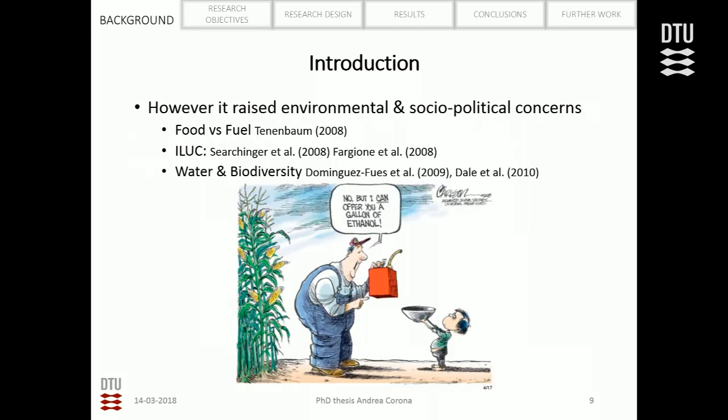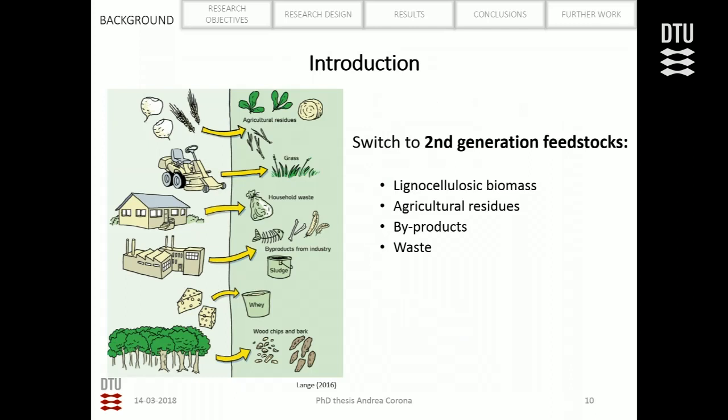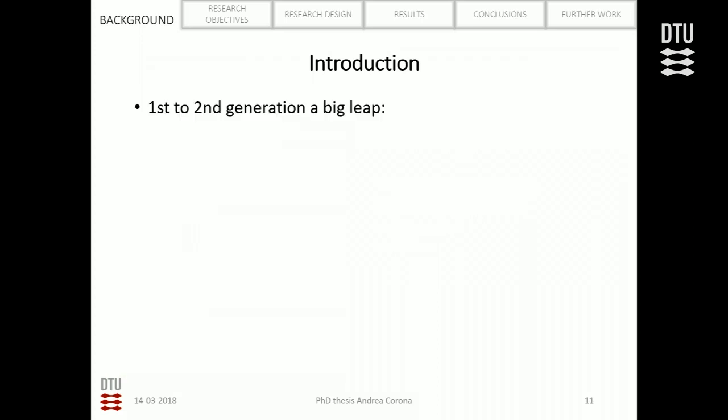However, this soon raised environmental and socio-political concerns, mainly due to the competition for land between food and fuel crops, indirect land use changes, or other environmental concerns, such as water or biodiversity losses. So, from the first generation, the focus moved to what is called second generation feedstock, which are lignocellulosic crop or crop residue feedstock. However, moving from the first generation to the second generation is a big leap for two main reasons.